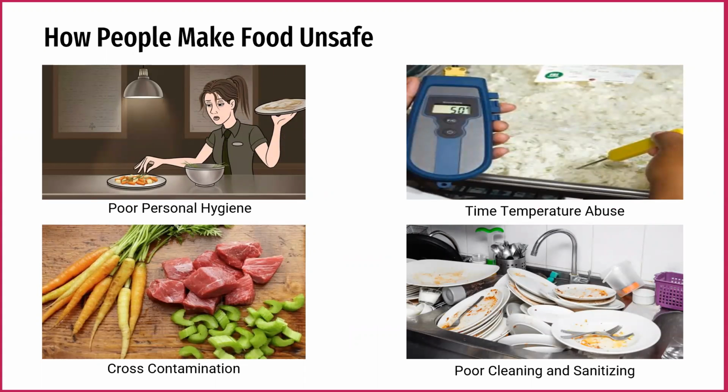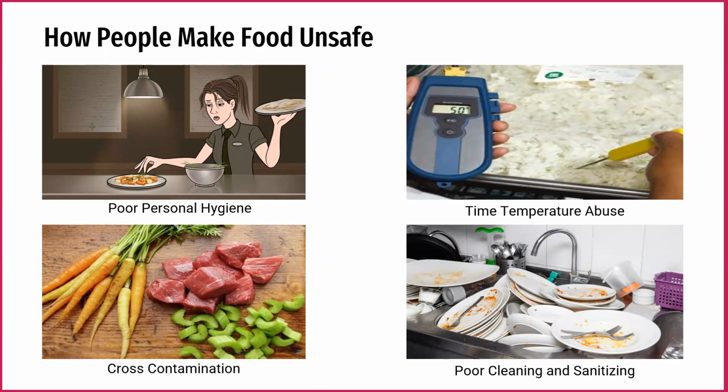So how do people make food unsafe? The first and biggest cause of foodborne illness is poor personal hygiene. People who don't wash their hands properly or often enough are the biggest risk for food safety. Next is time-temperature abuse, letting food stay too long at temperatures that are good for pathogen growth, especially the temperature danger zone. Food is in the temperature danger zone when its temperature falls between 40 and 140 degrees Fahrenheit.